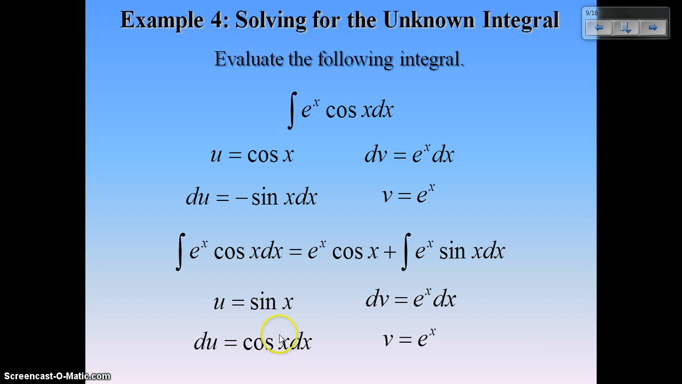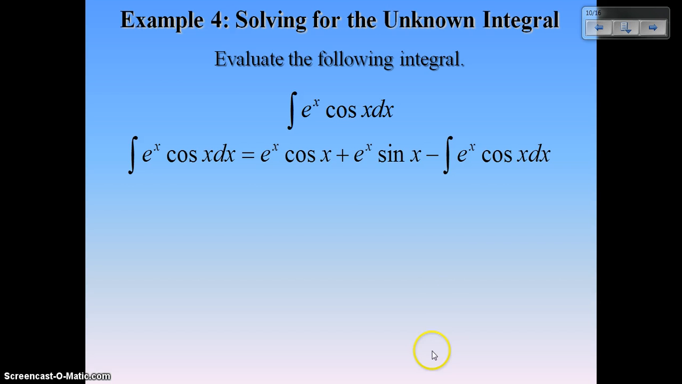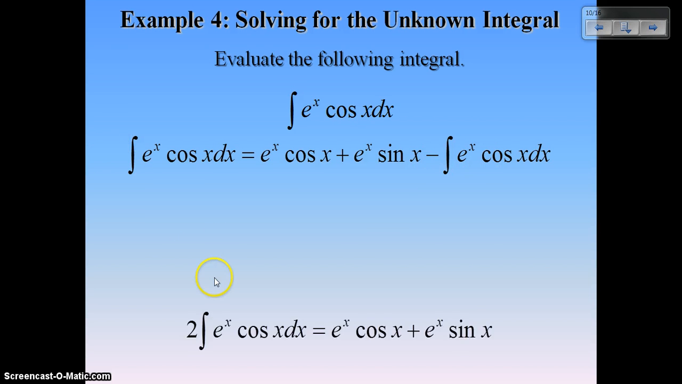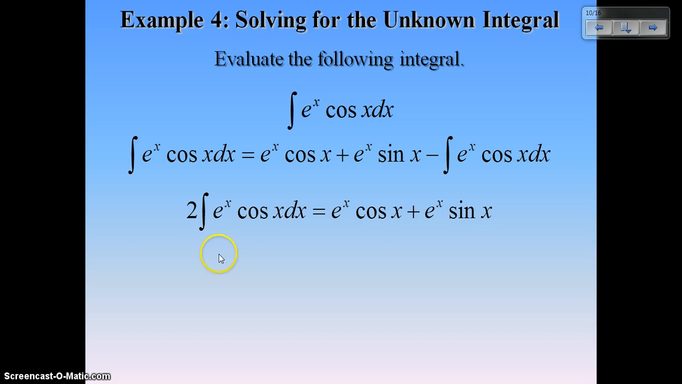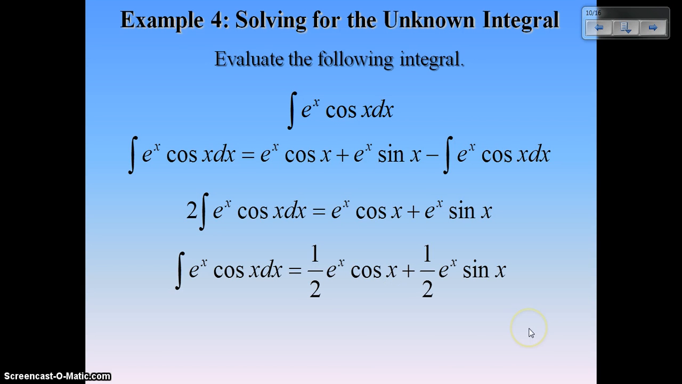Now if I set up this part, uv minus the integral of v du, I have this. Now what I hope you notice, here's the first uv part, there's the second, but when I come to this part right here, that looks exactly like what we have over here, except that it's negative. Well, as I have like terms here, so to speak, I'm going to take this that's a negative, and I'm going to add it over to this side, so I now have two of them. And I was solving for this right here, which means I want to get rid of the 2, so I'll divide everything by 2, and there's my final answer.